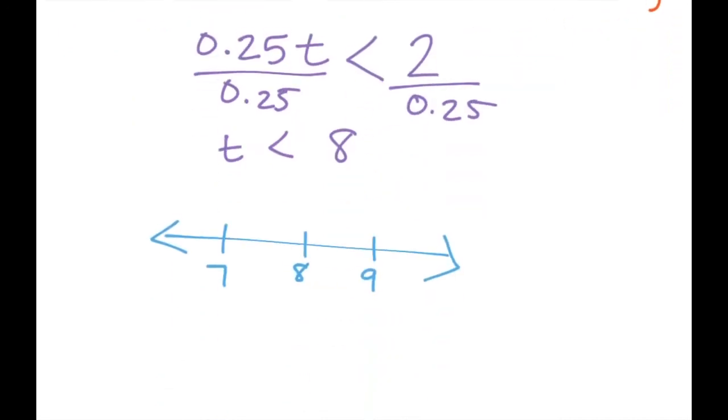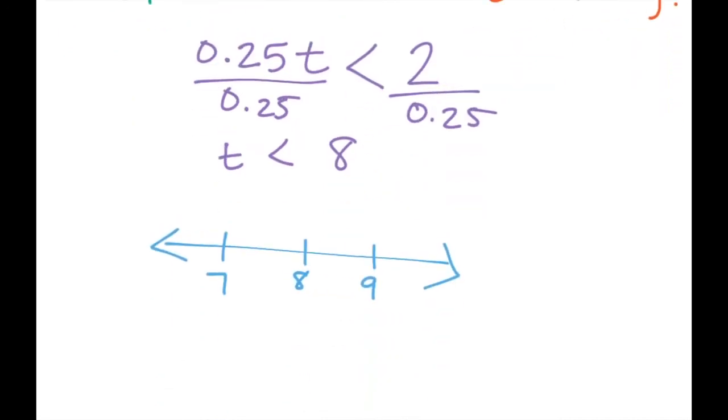All right, so since I want to spend less than $2, I need to put an open circle at 8. Because 8 toys would be exactly $2. I want to spend less than that. So I need to buy less than 8 toys. Which means I could buy 7 toys or 6 toys or 5 toys or 0 toys if I wanted to. I'm just trying to buy less than $2 worth of cat toys.